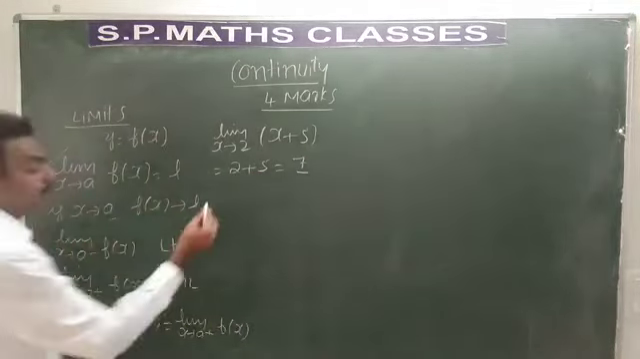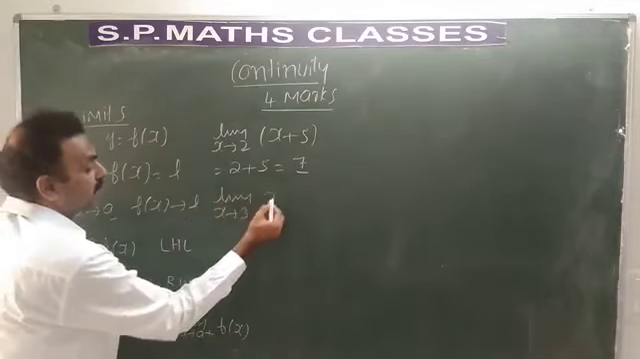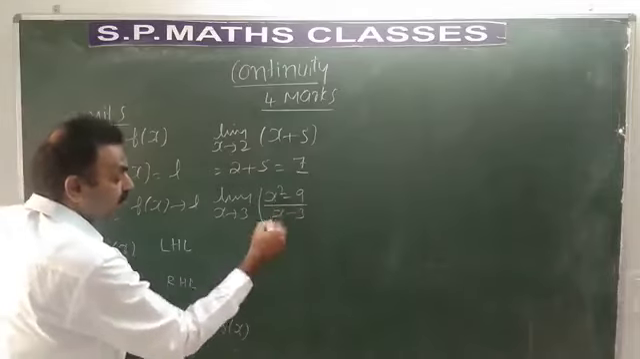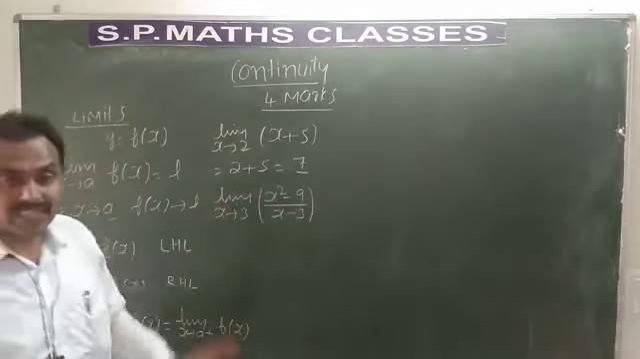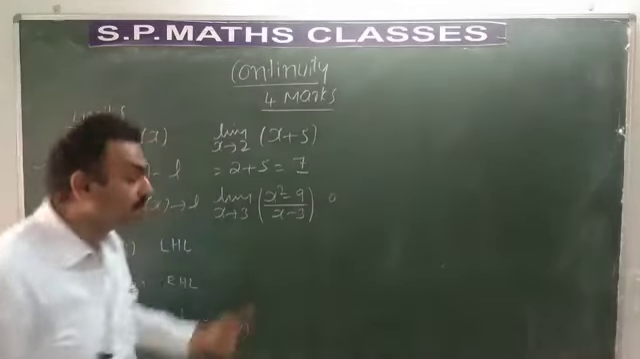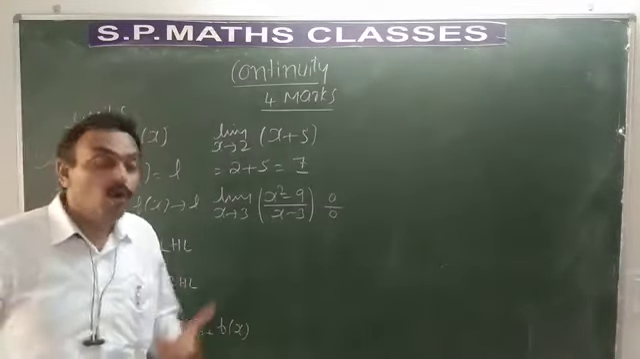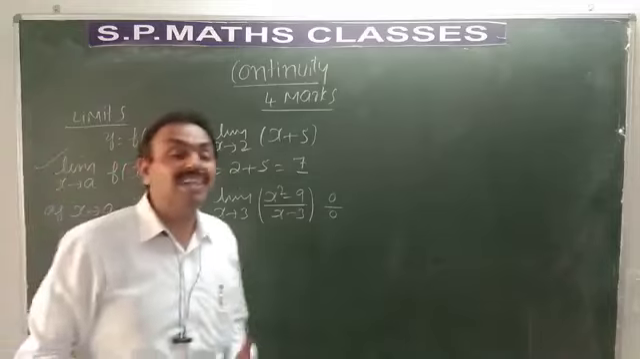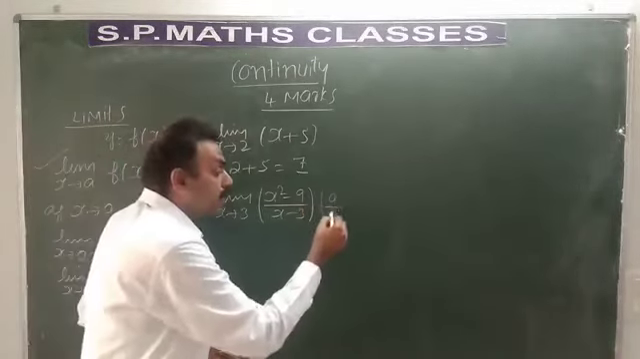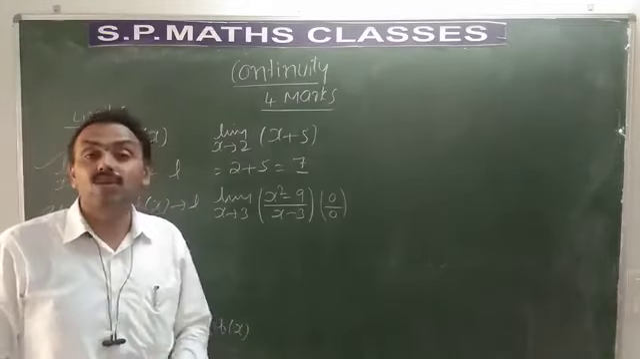But you know, sometimes what happens is when you take limit as x tends to 3, x squared minus 9 divided by x minus 3. For this expression, when you substitute x as 3, 3 squared is 9, 9 minus 9 is 0. 3 minus 3 is 0. We get 0 by 0 form. What is that 0 by 0 form called? It is called indeterminate form. When you get indeterminate form, you have to go for alternative methods to find the value of the limit.